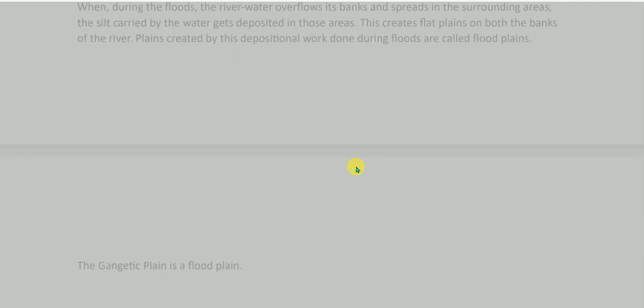Floodplains. When, during the floods, the river water overflows its banks and spreads in the surrounding areas, the silt carried by the water gets deposited in those areas. This creates flat plains on both the banks of the river. Plains created by this depositional work done during floods are called floodplains. The Gangetic Plain is a floodplain.